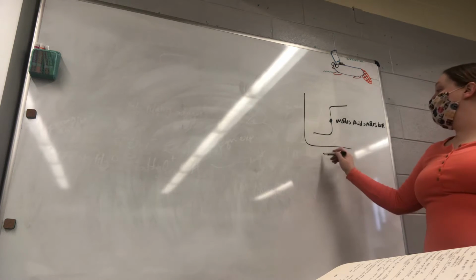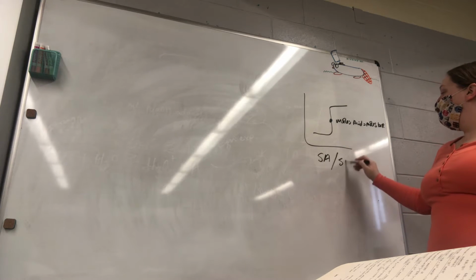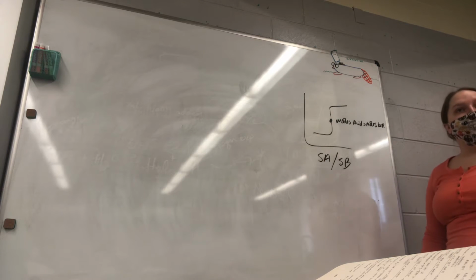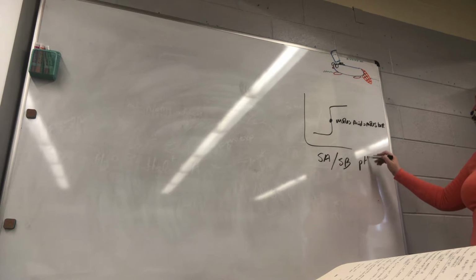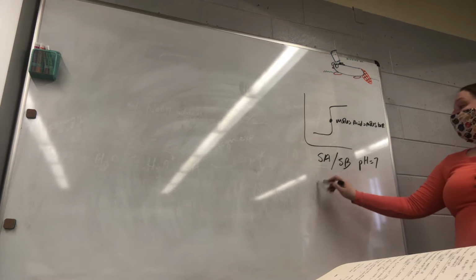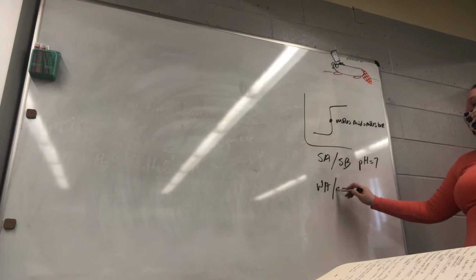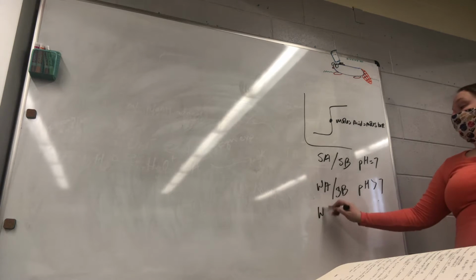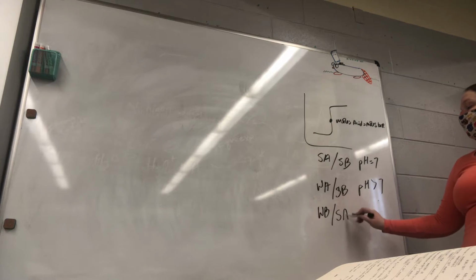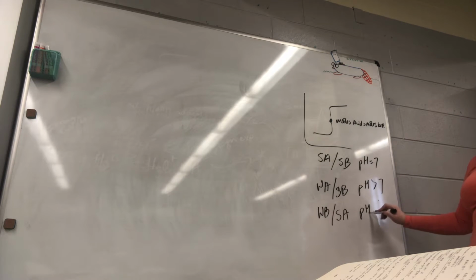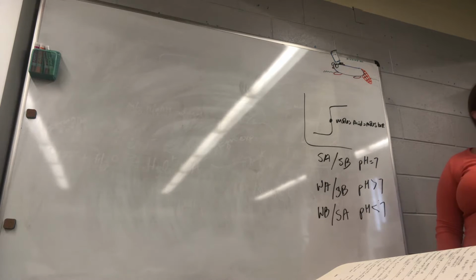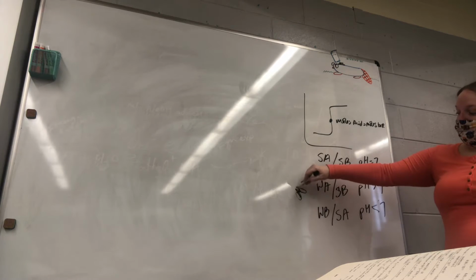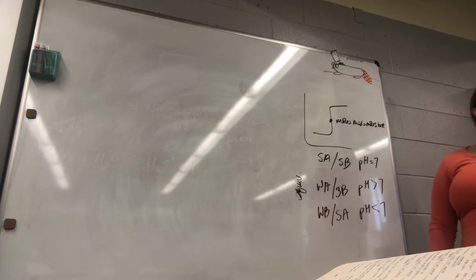Okay, for strong acid, strong base, what is the pH at equivalence going to be? Nice. For weak acid, strong base, what is pH going to be? Greater than 7. For weak base, strong acid, pH is going to be less than 7. And these are all at equivalence. Okay.